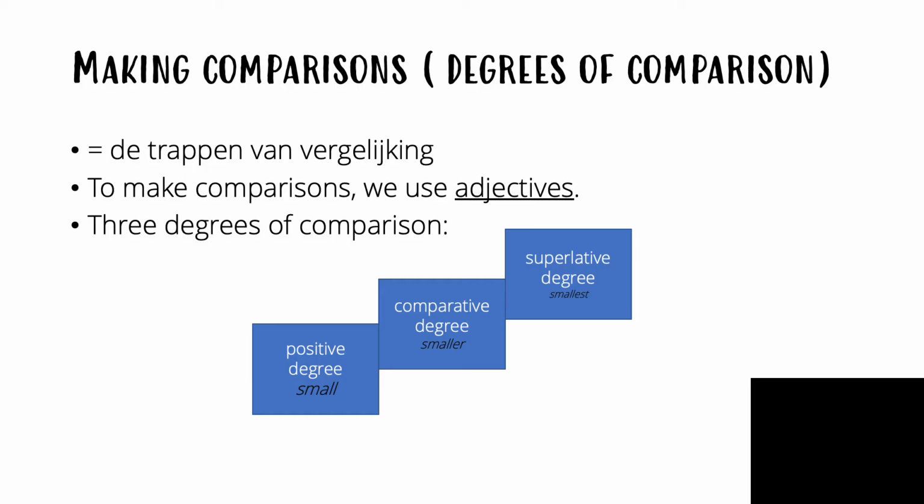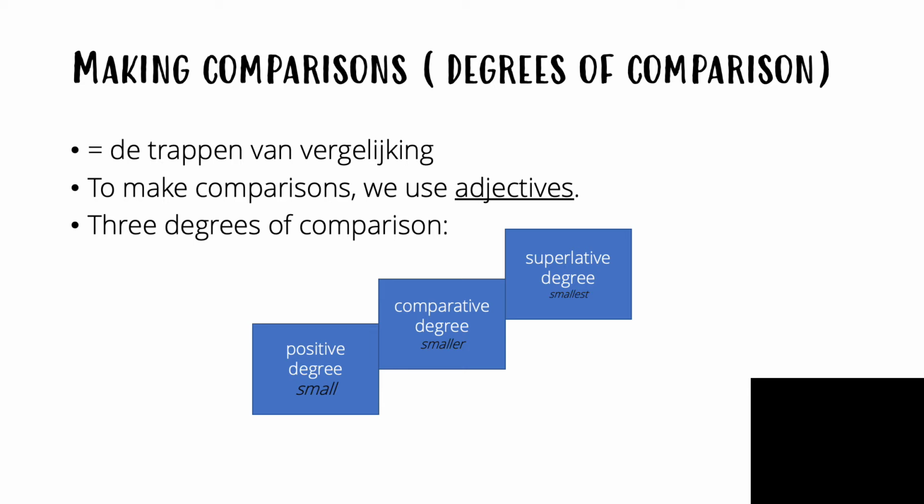Nu, hoe maak je eigenlijk vergelijkingen? So how do you make comparisons? There are 3 degrees of comparisons. Er zijn 3 trappen van vergelijking, net zoals in het Nederlands. The first one is the positive degree. The positive degree is wanneer twee dingen hetzelfde zijn. Ik ga daar zelfs een voorbeeldje van geven. Geen zorgen als je dat nog niet begrijpt.